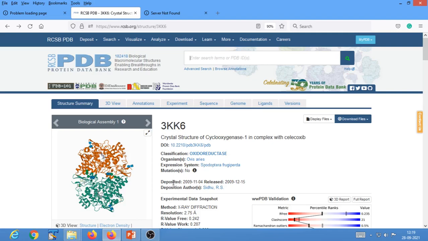In our next lecture, we would be talking about the PDB flat file format, as to how the structural data is arranged and how you visualize that structural data.